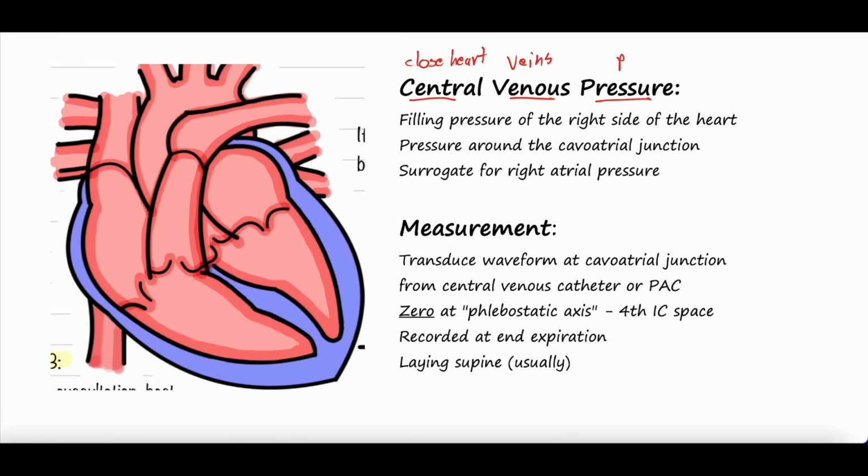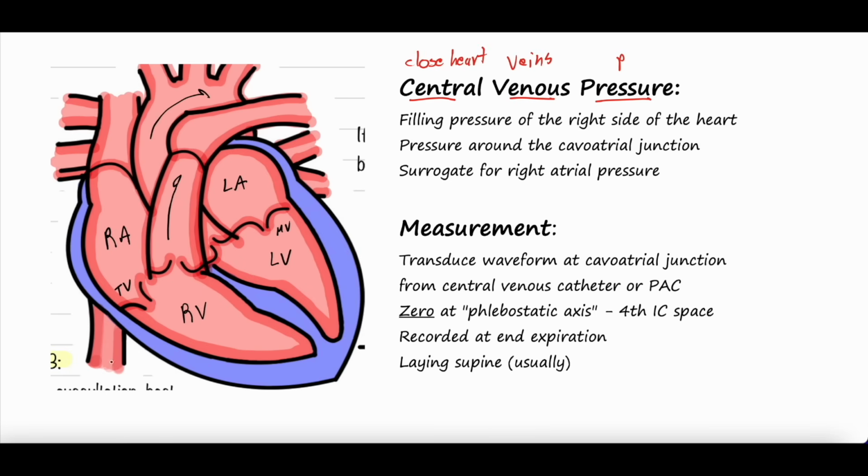If this is a heart here, great illustration drawn by us. This is the right atrium, right ventricle. This is the tricuspid valve. Then this is the left atrium, left ventricle. This is the mitral valve. This is the pulmonary artery system going to the lungs. And then this is the aortic arch up here.